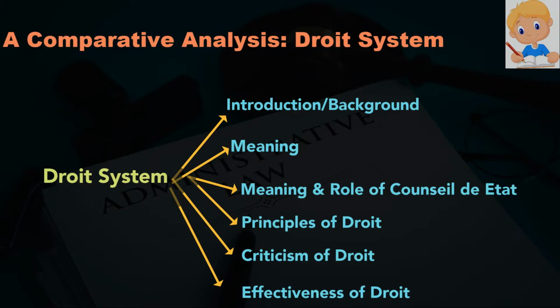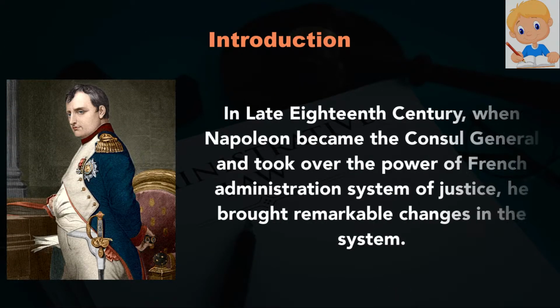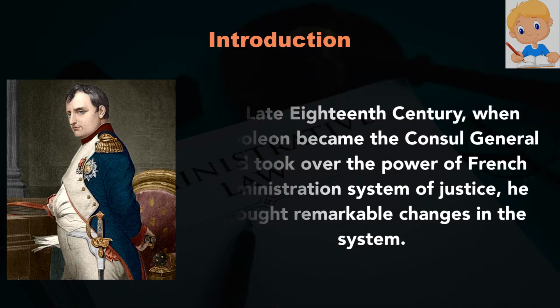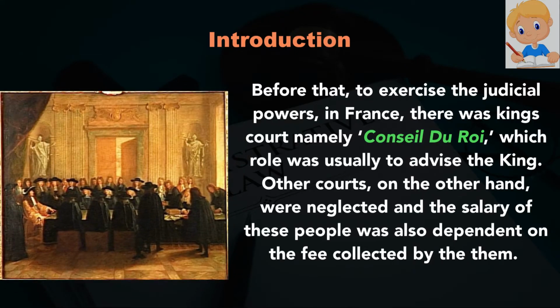So let's begin with the historical background. In late 18th century, when Napoleon became the Consul General and took over the power of French administration system of justice, he brought remarkable changes in the system. Because before him, to exercise the judicial powers in France, there was King's Court, namely Council du Roi, which role was usually to advise the king.